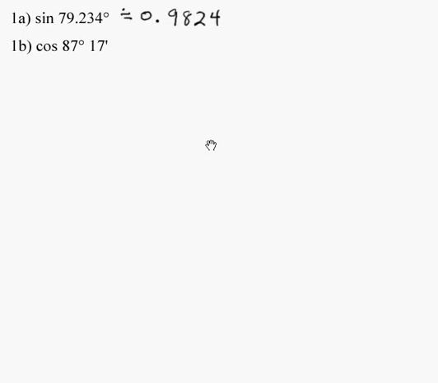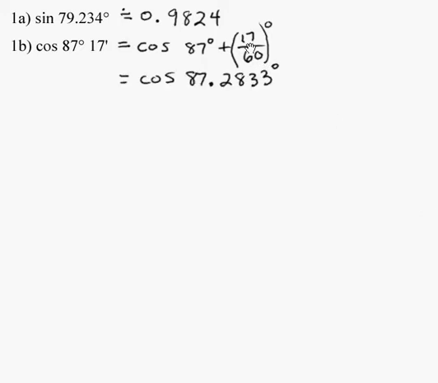Next example we're going to round off to 4 places is the cosine of 87 degrees 17 minutes. First place to start is to remember that there are 60 minutes in a degree. So if we take 17 divided by 60, that'll give us decimal degrees like we had in example 1a. And decimal degrees are nice and easy to work with. So 17 divided by 60 is 0.2833. And we're going to round everything to 4 places. So we're looking for the cosine of 87.2833 decimal degrees.